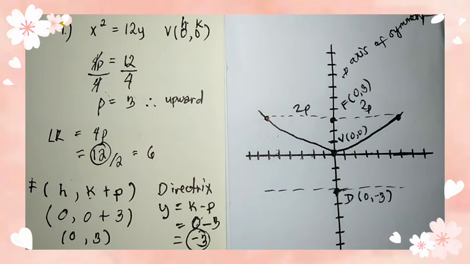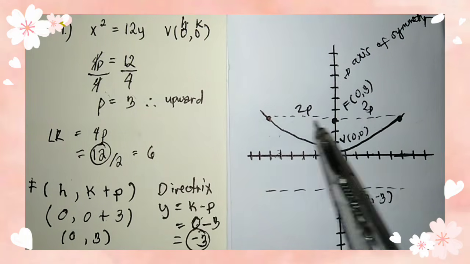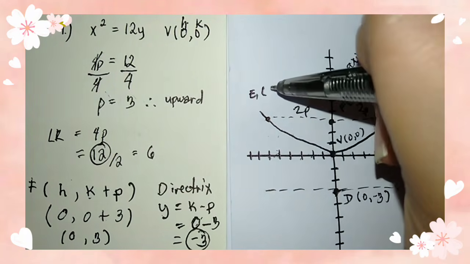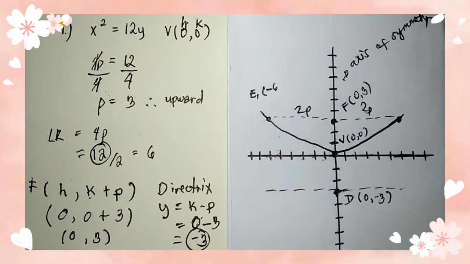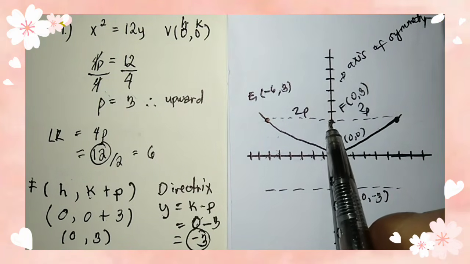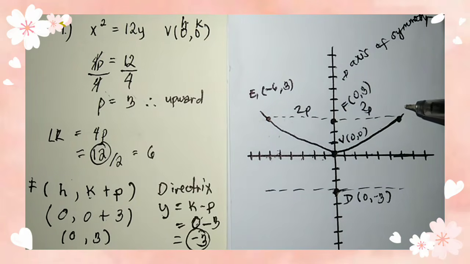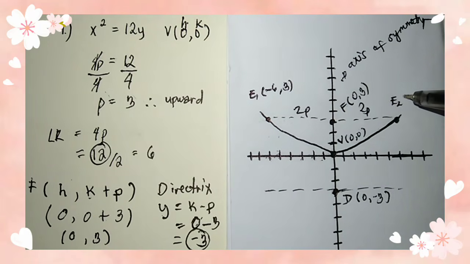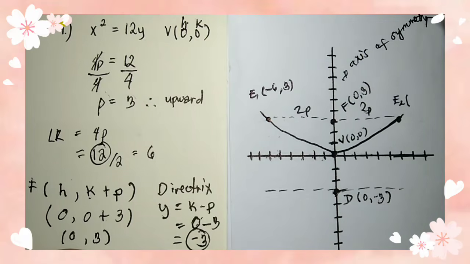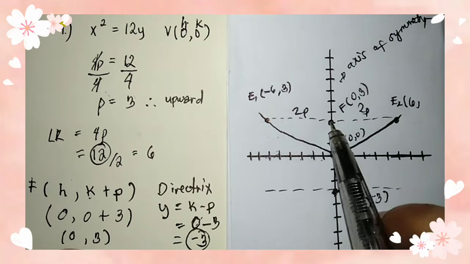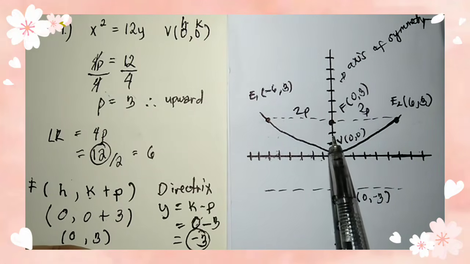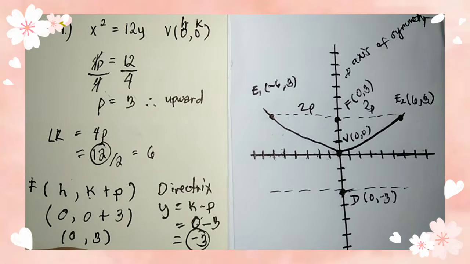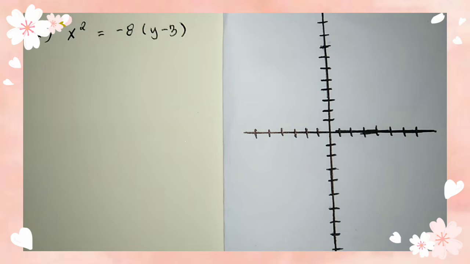Next naman is kuhain natin si endpoint ng ating Latus Rectum. So, we have endpoint 1. So, negative 6. We have 1, 2, 3, 4, 5, 6. And this is negative 6 and positive 3. Since ito, naka-focus siya. The next endpoint, ito yan. Itong pinaka-endpoint natin na isa, or endpoint 2 is positive 6 and positive 3. Since ang representation nito ay positive and positive. So, ganun lang kasimple.